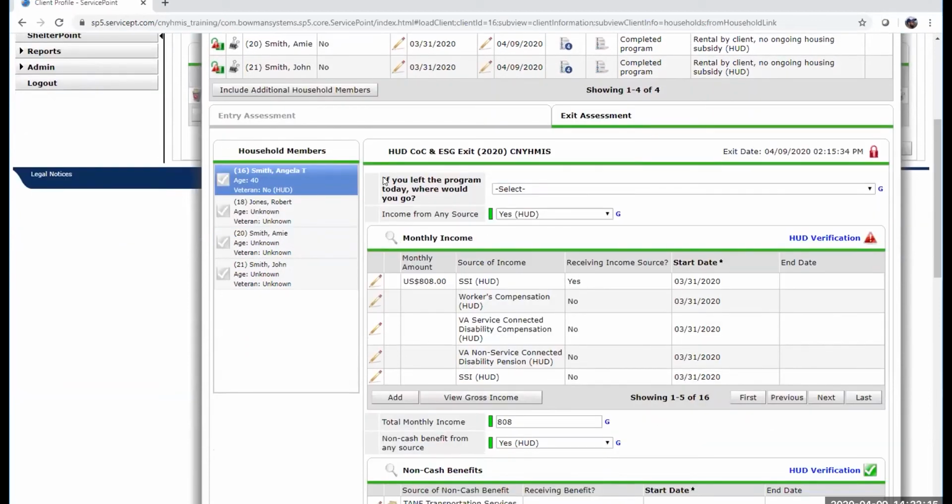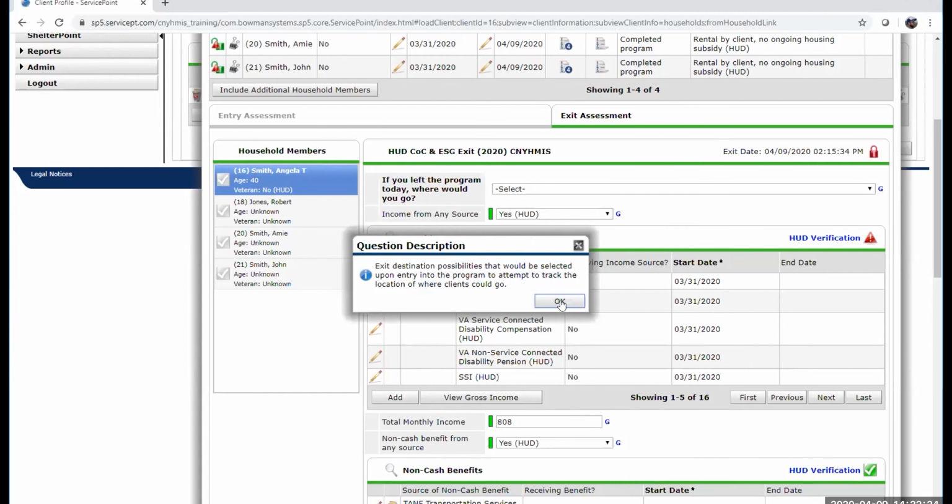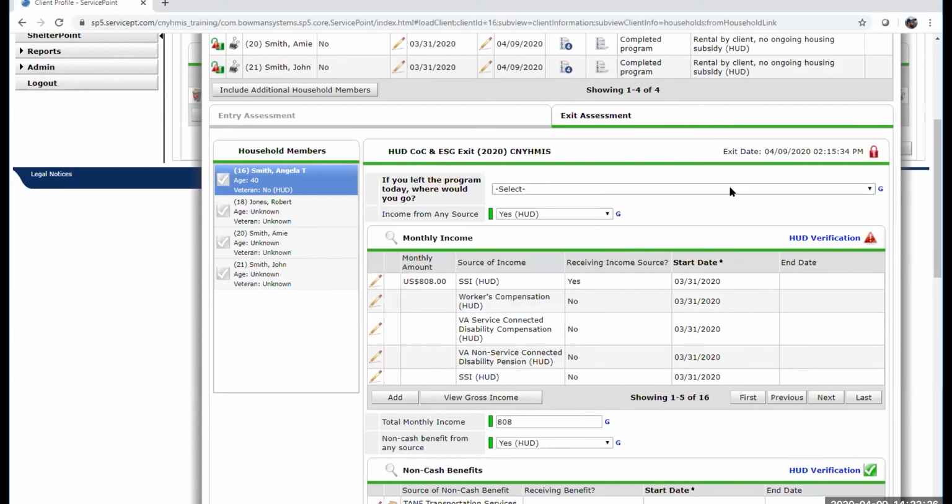The first question of the exit assessment is this question that was from the intake when we asked the client if they left the program today, where is it likely that they might be? So if we don't know where they went, they just packed up and left, we haven't seen them in a few days, we would reference what they said here to inform what we're going to put on the exit destination on the previous page.